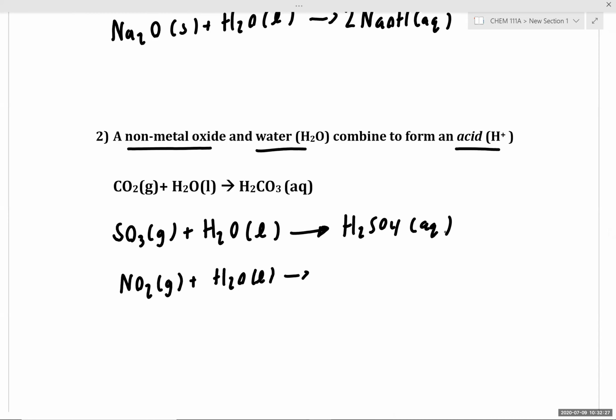One thing that you need to be careful of when predicting the formula is you need to make sure it's charge balanced. So our product would be nitric acid, and now we have to go through and balance this equation with respect to hydrogen, nitrogen, and oxygen atoms.